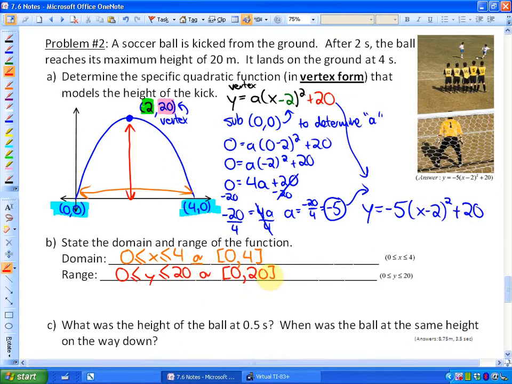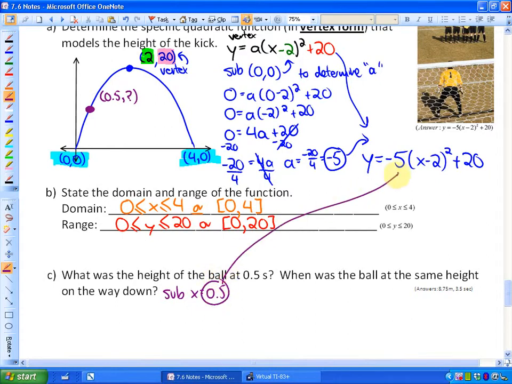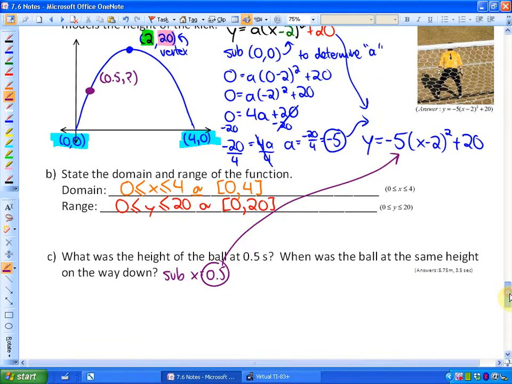Okay? The last part of this question is part C, which says, what was the height of the ball at 0.5 seconds? So essentially, if you look at what I have in purple here, we know that at 0.5 seconds, which is roughly here, we don't know the height. So if we substitute x is equal to 0.5 into the function that we know it is, we will get the height at that particular time.